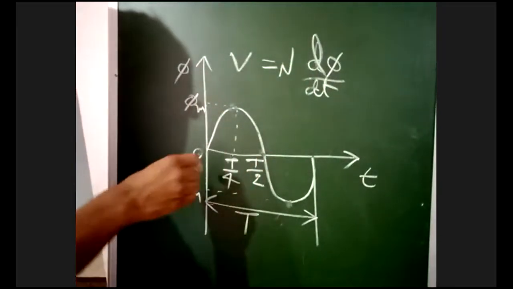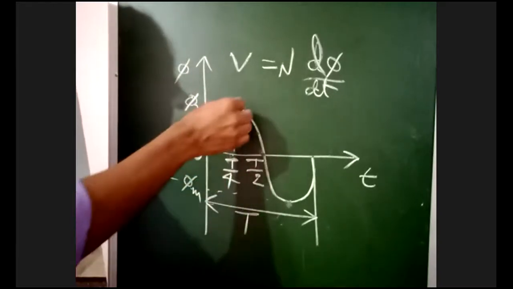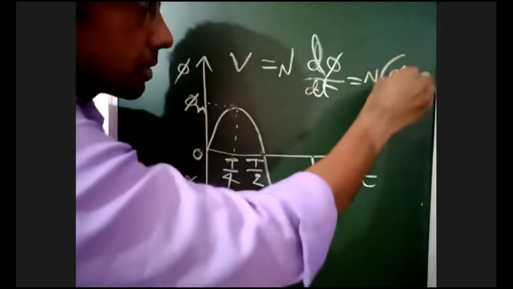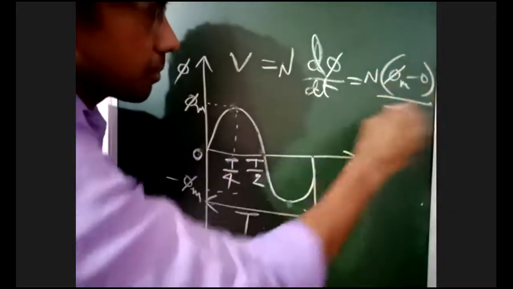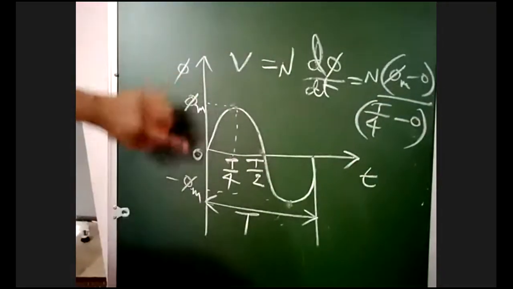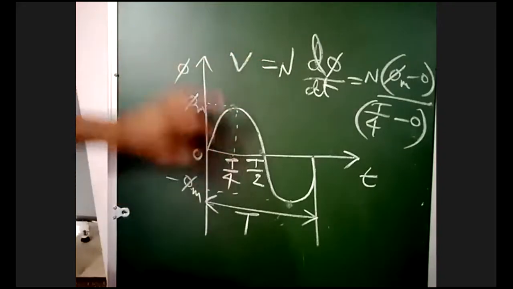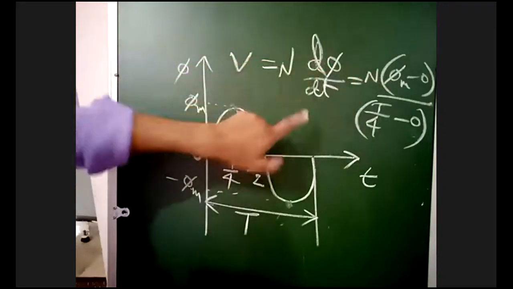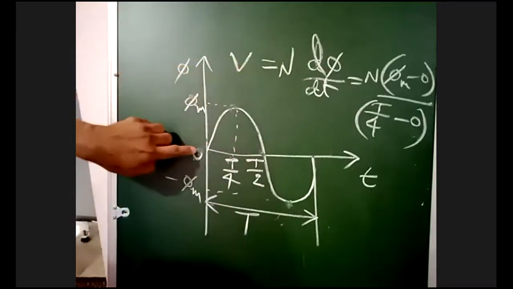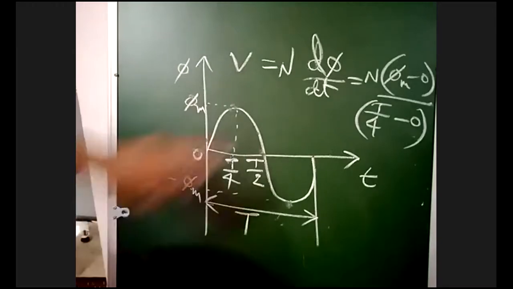Now I am taking d phi from 0 to T/4. What is the y-axis? D phi is the change in the flux. I am taking it as phi m minus 0 by T/4 minus 0. See, on the y-axis from 0 to phi m, minus 0, is the change in the flux. Dt is T/4 minus 0, this period. y2 minus y1 by x2 minus x1. Any doubt in this?